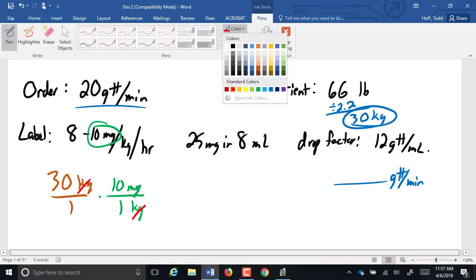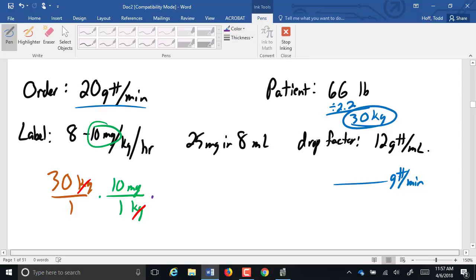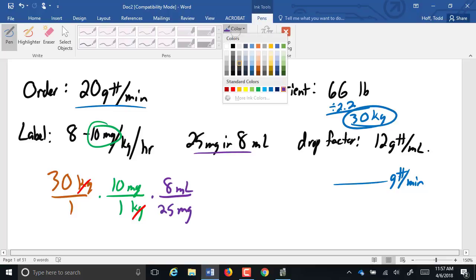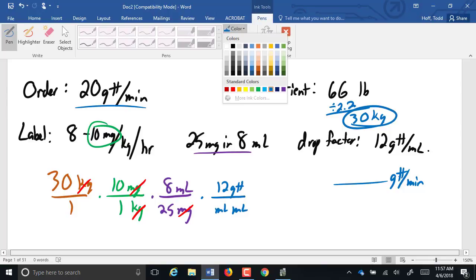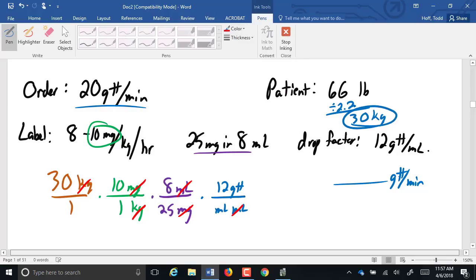Then we will convert those milligrams into milliliters. We have the 25 milligrams in 8 milliliters. So we're now in milliliters. Next step is to convert milliliters into drops. So milliliters on bottom, we have 12 drops per milliliter. The milliliters cancel out. It's per 1 milliliter. So let's go ahead and multiply this out.